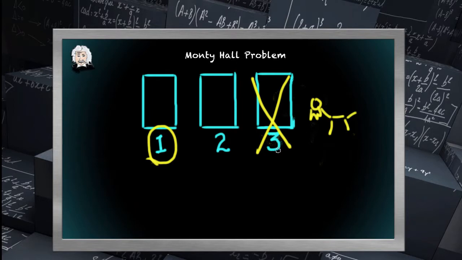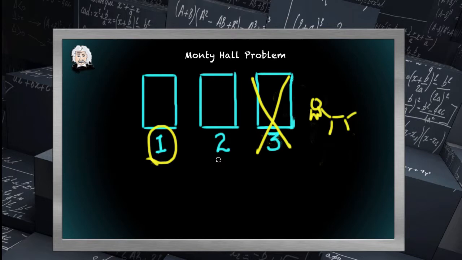Like my picture of a goat? It's fantastic, isn't it? So that would leave the contestant with the following choice. Do I keep door number 1, my selection, or do I switch to the other door that's still closed, or the other curtain in this case, curtain number 2?